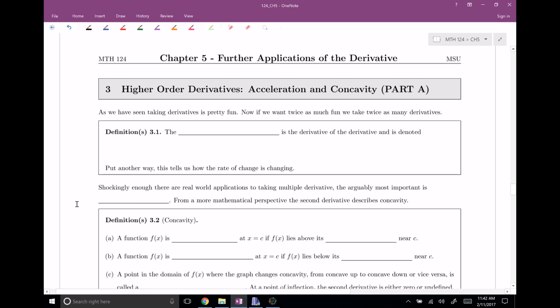Alright, welcome everyone back. Here we are in section 3. This is higher order derivatives, acceleration, and concavity. This is the last section that we're covering in chapter 5. Unfortunately, there are two parts to it, right? So we're here in part A.